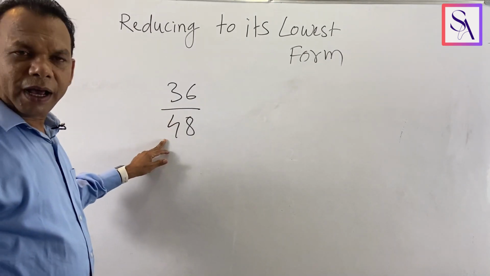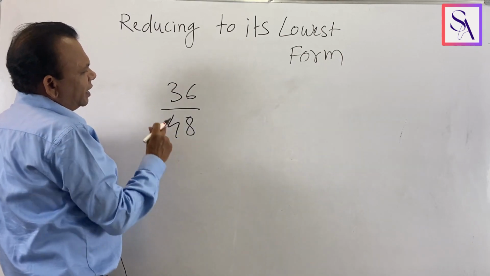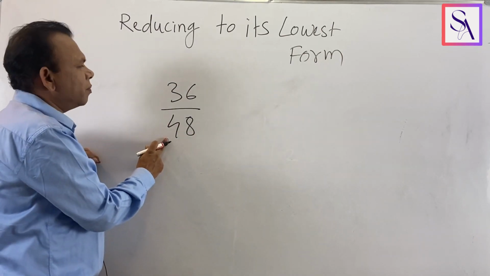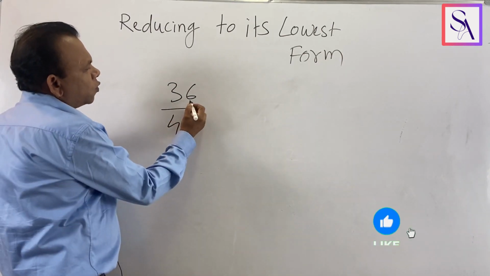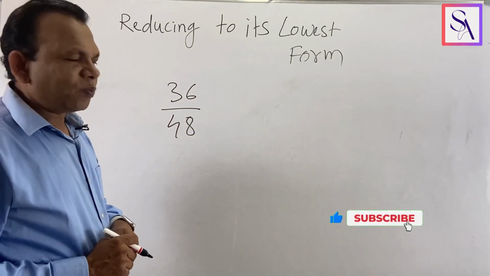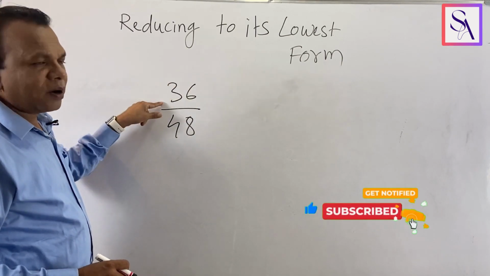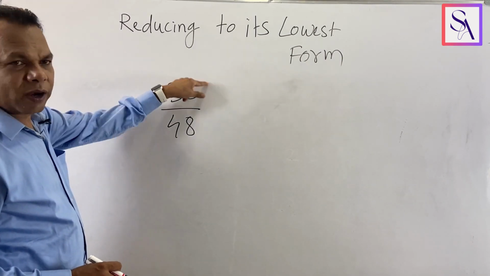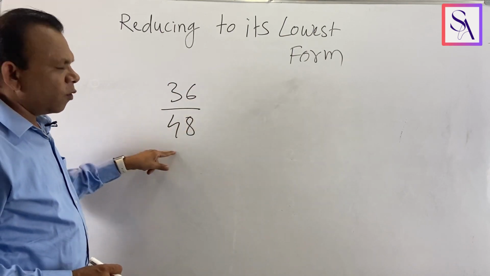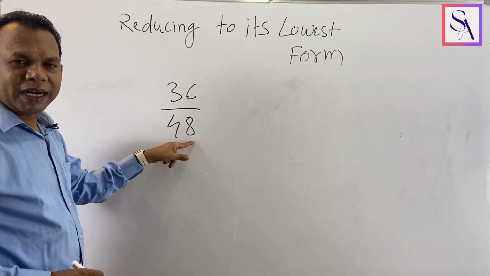36 by 48 is our example. So what I will do is divide these two numbers by the same number. I will start from 2. So we know the divisibility test of 2. If the last digit is even, then the number is divisible by 2. So I can divide 36 by 2. Similarly, I can divide 48 by 2 as well, because the last digit is 8, which is even. We know the divisibility test for 2.